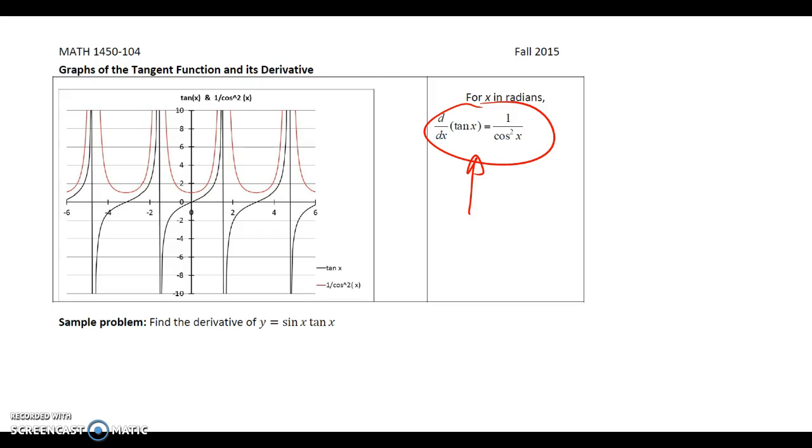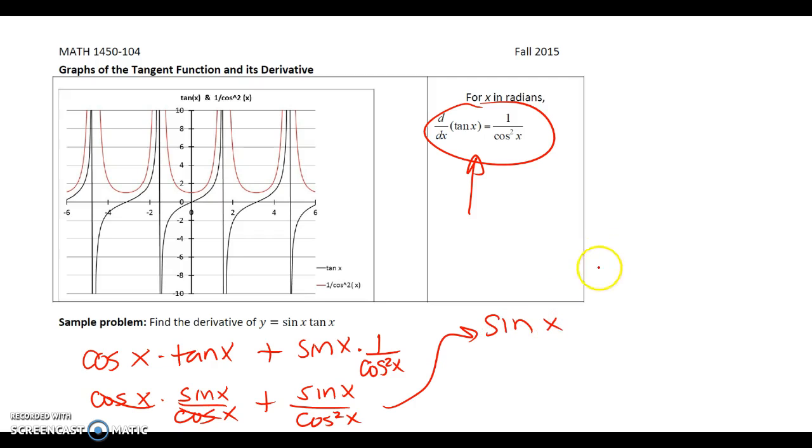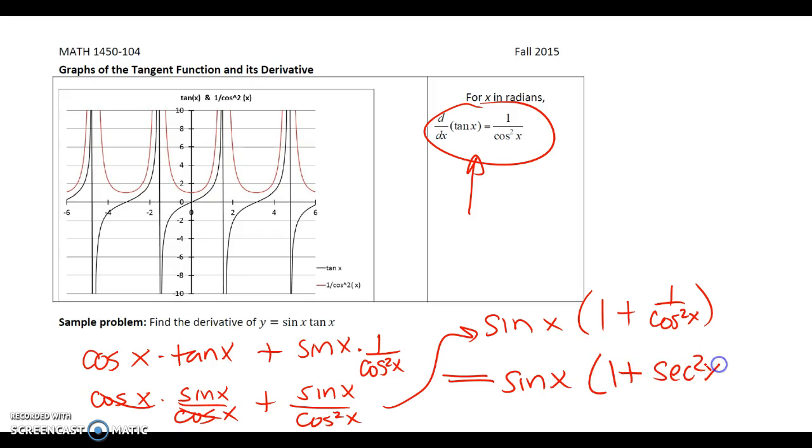Product rule. The derivative of sine x is cosine x, right? Cosine x times tan x plus f times the derivative of tan x, and they're saying use 1 over cosine squared x, right? Well, cosine x and tangent x can be written as sine x over cosine x, can it? So those two will go away. And then this will be plus sine x over cosine squared x. All right. Well, sine x is a common term. I am going to factor it out. And I'll have 1 plus 1 over cosine squared x, which can be written as sine x times 1 plus secant squared x. So that's just a sample problem, right?